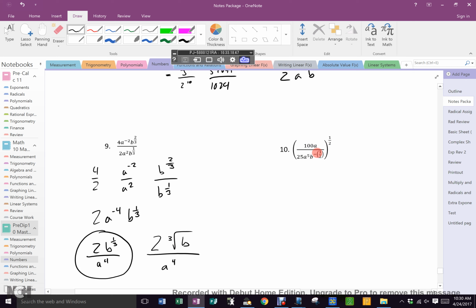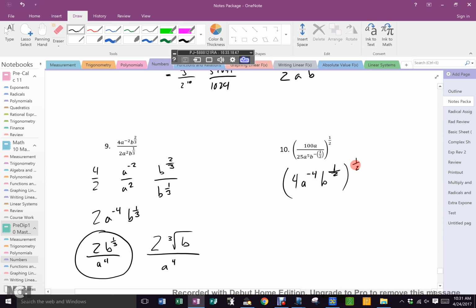I am going to simplify inside the brackets to get 4a to the negative 4. Now this is where it gets tricky. B to the negative 1/2 in a denominator. Where can I move it? Up. Why? Because it's negative and it's already in the denominator. To the positive 1/2. And all of that is to what power? 1/2.